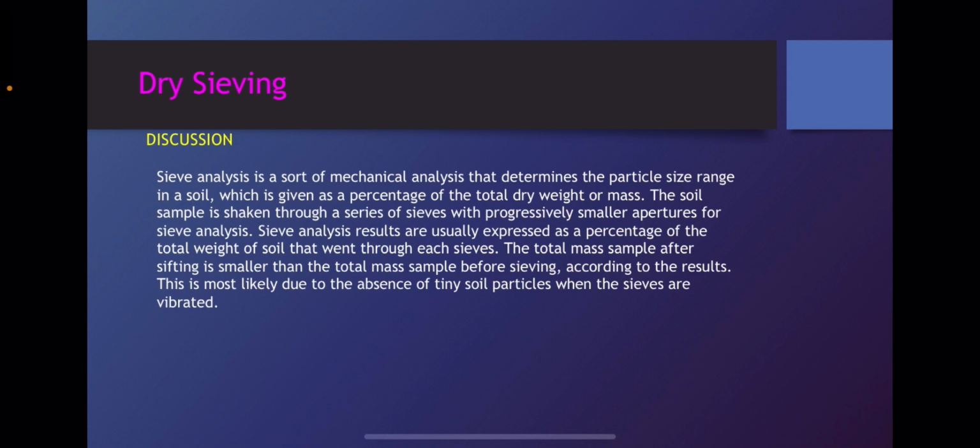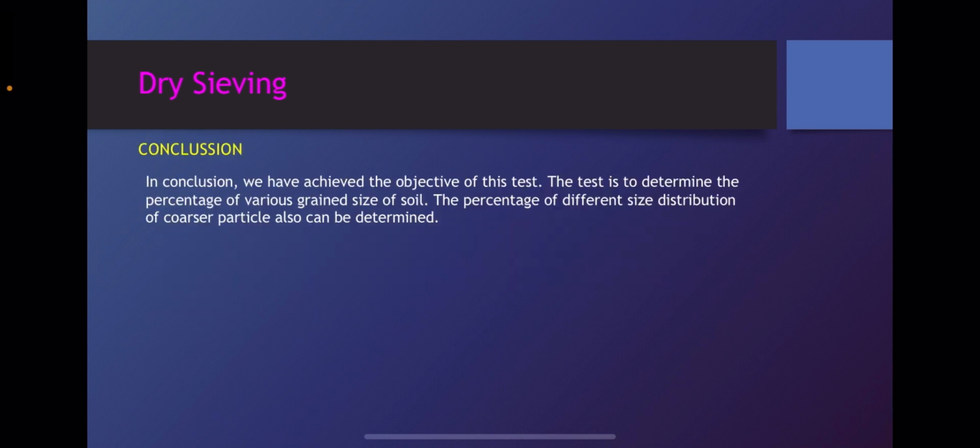The total mass of the sample after sifting is smaller than the total mass before sieving. According to the result, this is most likely due to the loss of tiny soil particles when the sieves are vibrated. So in conclusion, we have achieved the objective of this test. The test is to determine the percentage of various grain sizes of soil. The percentage of different size distribution of coarse particles also can be determined from this experiment.